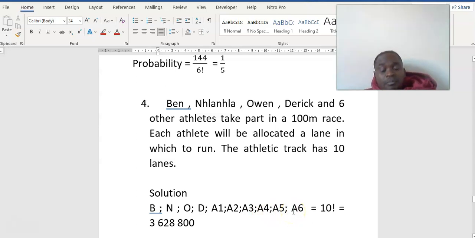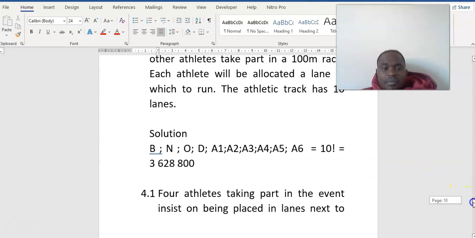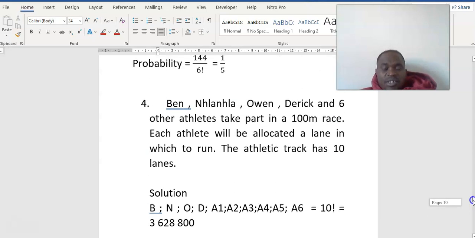So this we want to calculate. Each athlete will be located in the lane which is supposed to run. The athletic track has 10 lanes. Okay, so the total number of arrangements, what is it going to be? It's going to be 10 factorial. Alright, 10 factorial. We want the total number of arrangements.